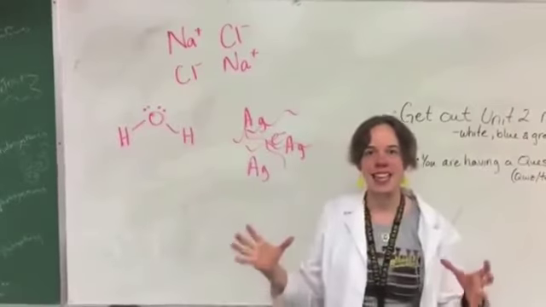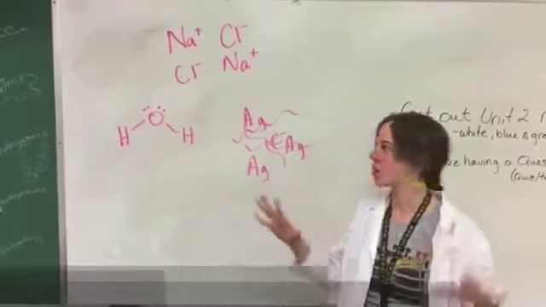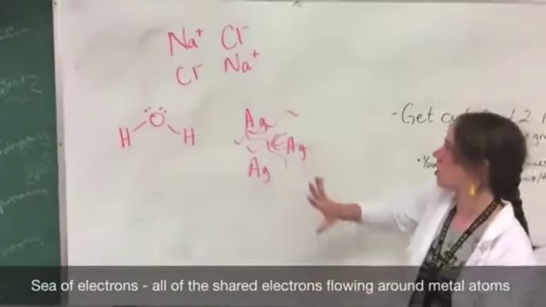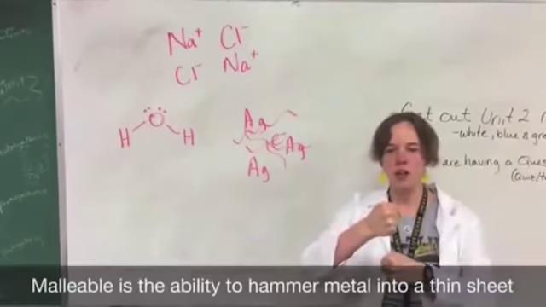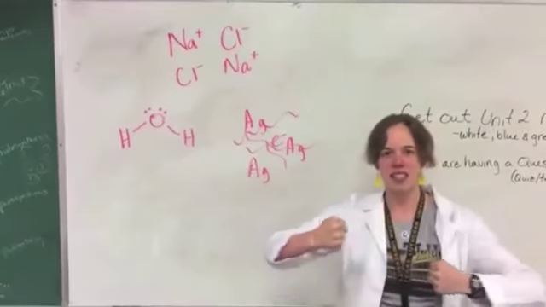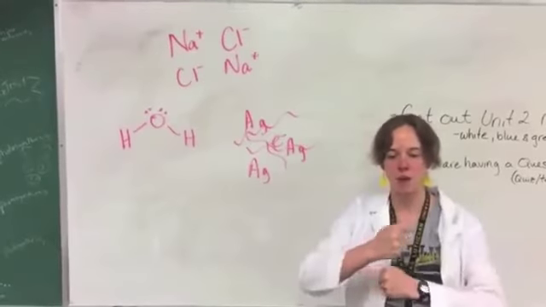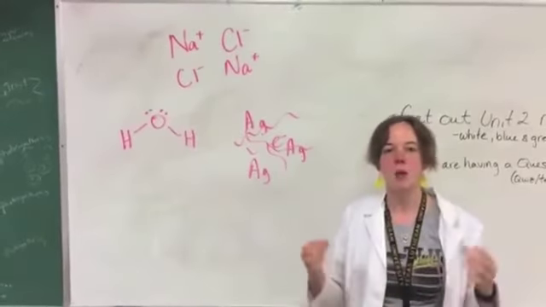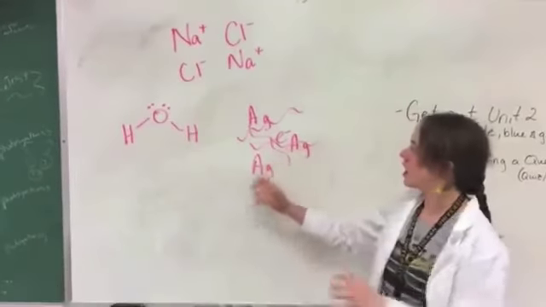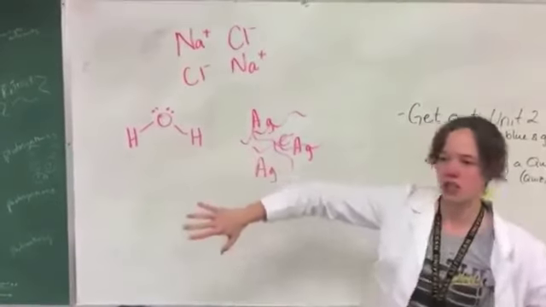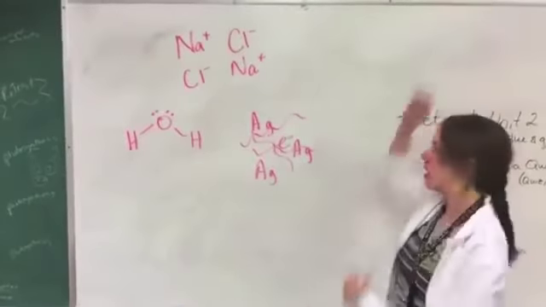This is called the sea of electrons. The sea of electrons is just everybody's sharing all of the electrons. Because of that, metals are malleable. If you take 2 atoms, there's not really a fixed bond. They'll just slide past each other. So if I smash it with a hammer, I can just smash it out flat. Same thing with ductility. I can draw it into a wire. They'll conduct electricity because you put electrical current through this and it just shoves all your electrons along.